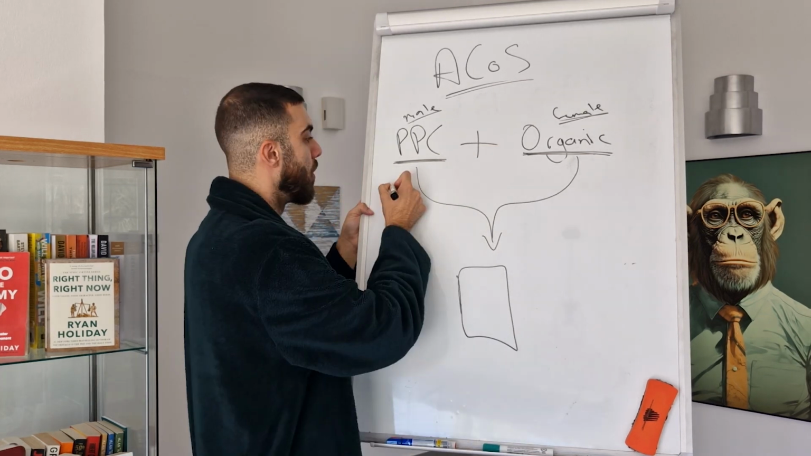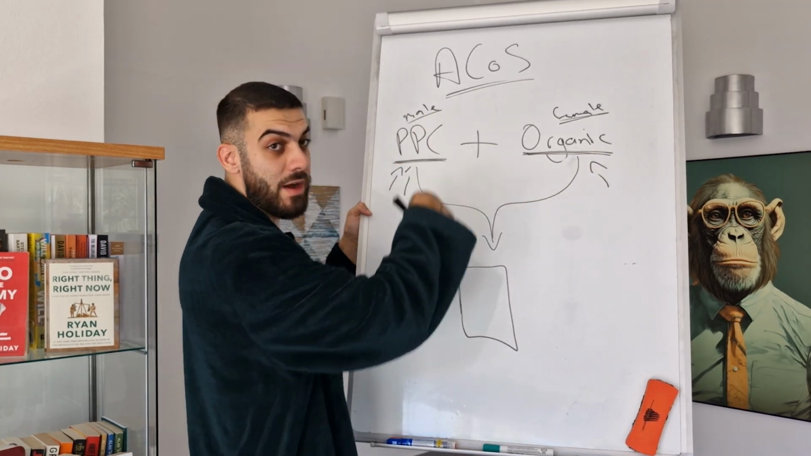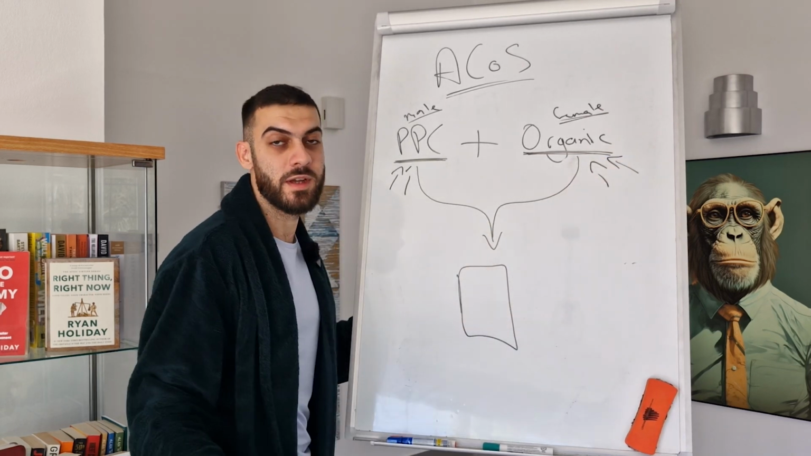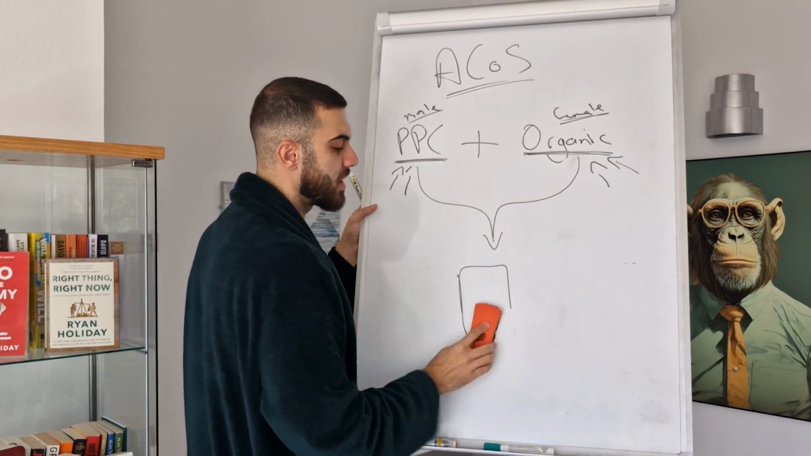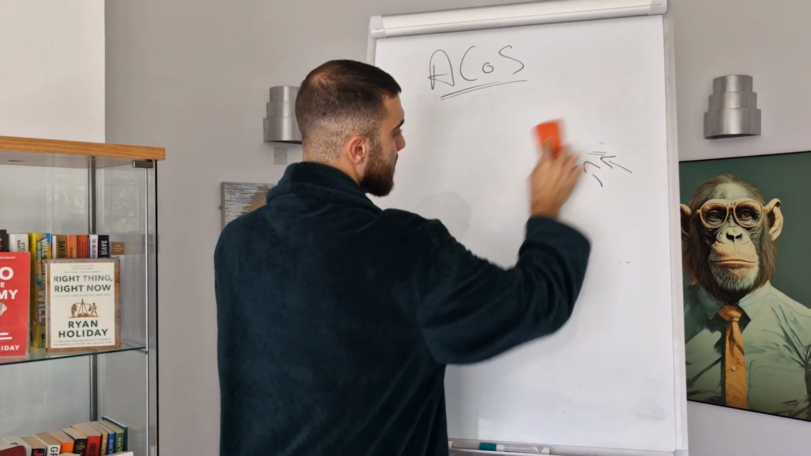Now here's the thing. The more this goes up, the more this goes up. The more this goes down, the more this goes down. It's so simple. But what does this actually mean? Because it's so easy for me to sit here and just say random words and not show you what it actually means. Here's what it means.